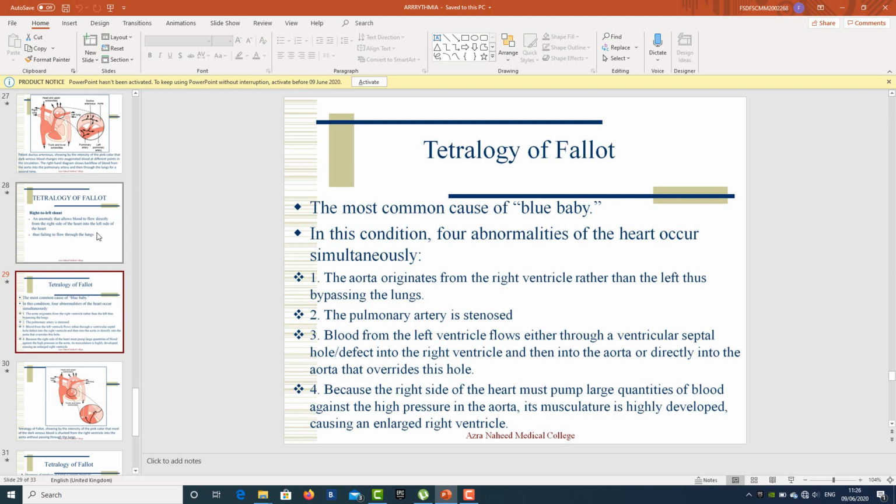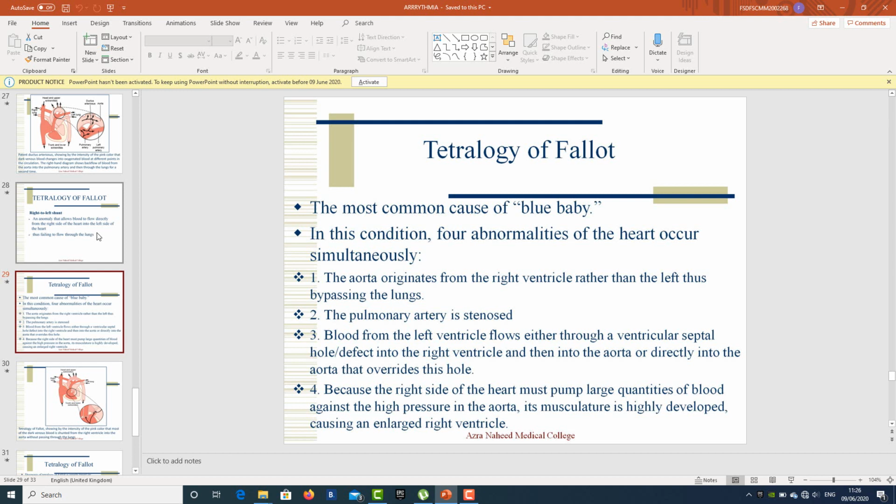In this condition, there is presence of four abnormalities of the heart together. So remember, if there is presence of four abnormalities simultaneously in the heart, the condition is given the name the Tetralogy of Fallot. And what are those conditions? The aorta is originating from the right ventricle rather than the left, thus bypassing the lungs. The pulmonary artery is stenosed.